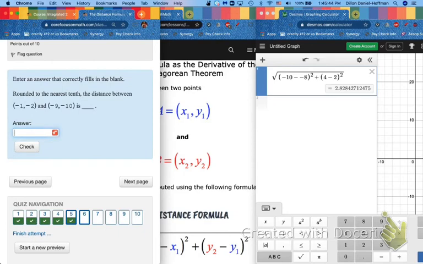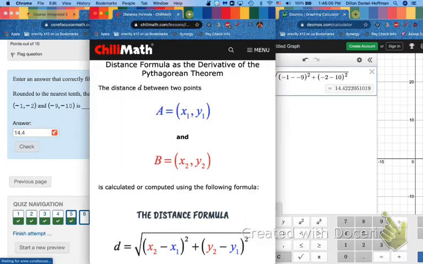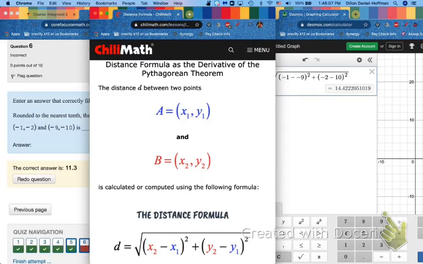Ooh, we have one where everything's negative. So my x's are negative 1 and negative 9. And my y's are negative 2 and negative 10. 14.4 does not round up. And this distance formula, you could take a screenshot of that with your phone or something.